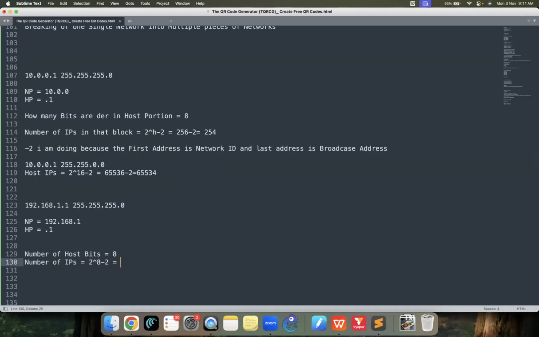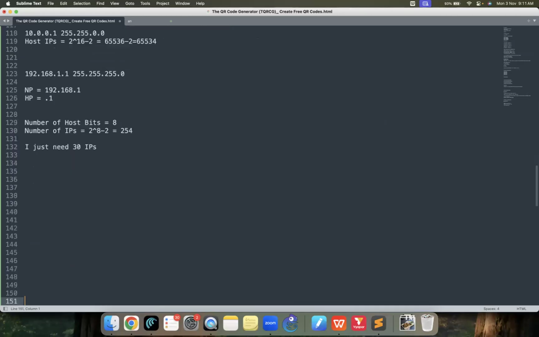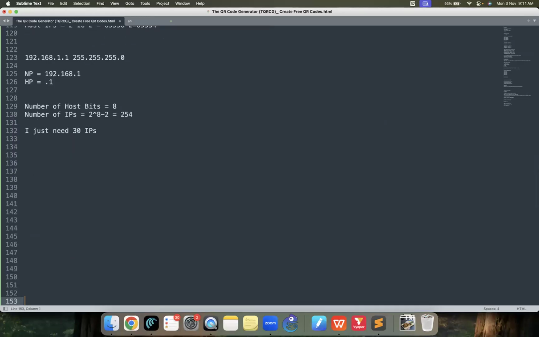Correct, exactly. Now imagine your manager comes and says, hey, I don't want 254 IPs. I just need 30 IPs. I don't want to waste a lot of IPs. So in that case, you decide to do subnetting. You will break the entire block of IPs into different pieces. Before, it was a very big network with 254 IPs in it. Now he wants 30 IPs, so I'm going to break it into pieces of about 30.